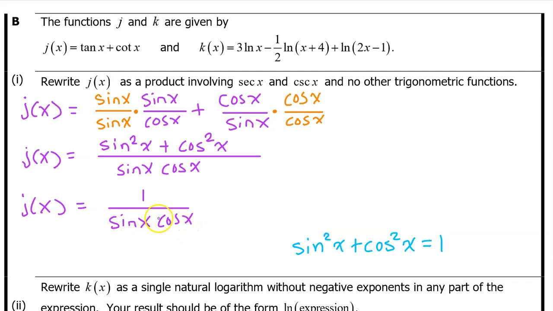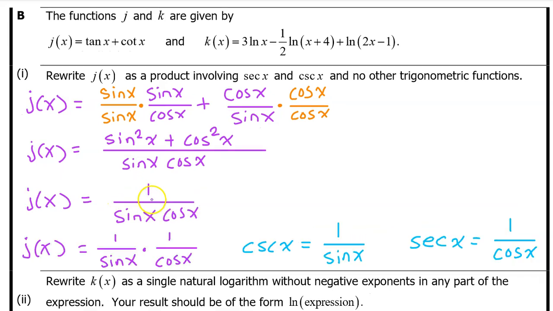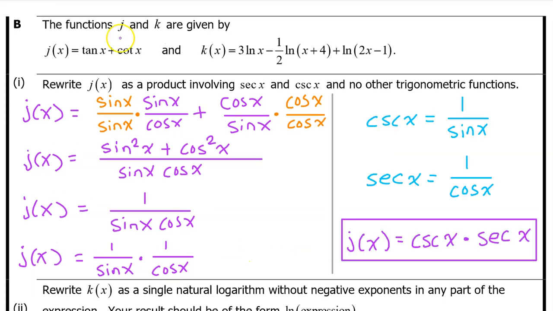cosine x. We can easily split this up into two separate fractions. This single fraction is equivalent to 1 over sine x times 1 over cosine x. But 1 over sine x is cosecant, and 1 over cosine x is secant. So let's make those substitutions. And that's it. J of x is equal to cosecant x times secant x. We have rewritten j of x as a product involving secant x and cosecant x and no other trigonometric functions.